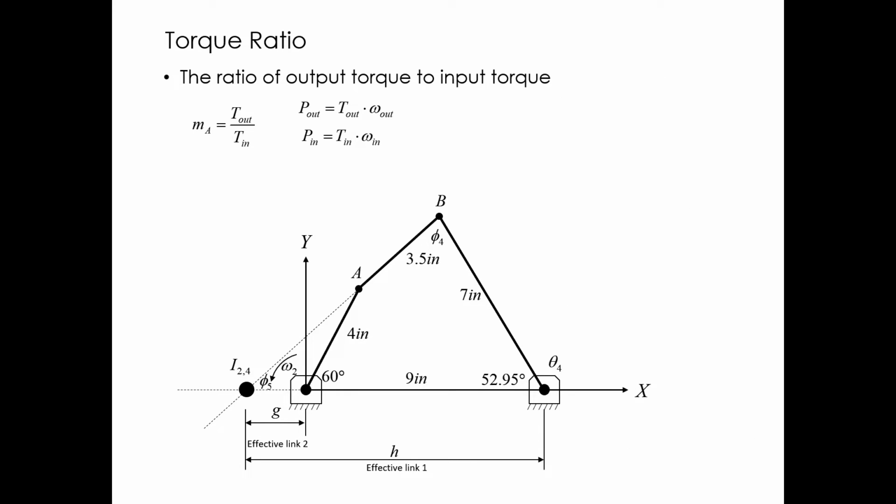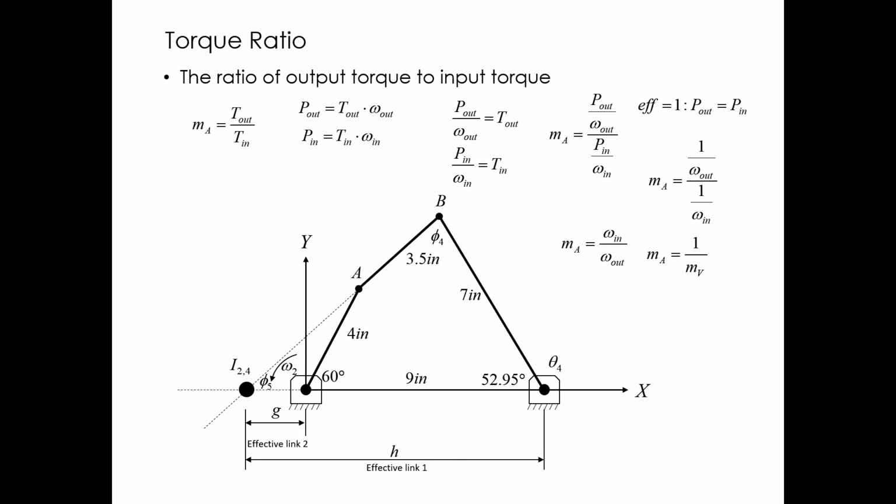Torque ratio is the inverse of velocity ratio, we talked about that. So if I asked for torque ratio using instant centers, you'd find the velocity ratio using instant centers, and then you'd invert that to find the torque ratio.